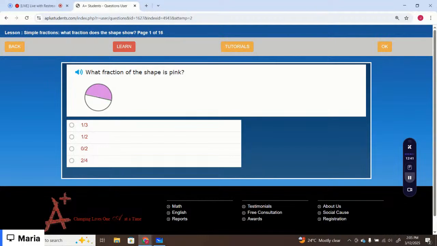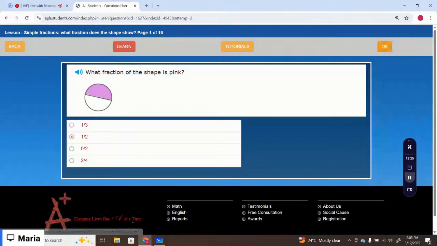What fraction of the shape is pink? So which is the correct option? That is 1 out of 2. Option number 2 is the correct option. The shape has two equal parts. Only one of the portions is pink. That is 1 out of 2.